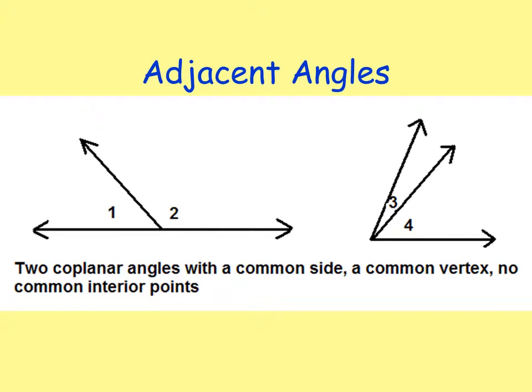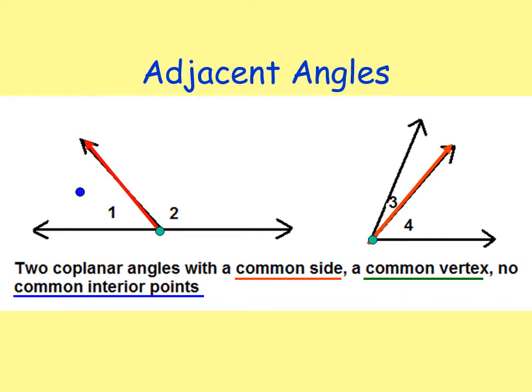So another vocabulary word is adjacent angles. Adjacent angles are defined as two coplanar angles with a common side, a common vertex, and no common interior points. Well, that's a lot of words, but let's take a look at what's going on. All right, a common side. So you see in both pairs, angle 1 and 2 share the red ray, and 3 and 4 both share the red ray. They have a common vertex, so angle 1 and 2 share this vertex, and angle 3 and 4 share this vertex. And they have no common interior points.